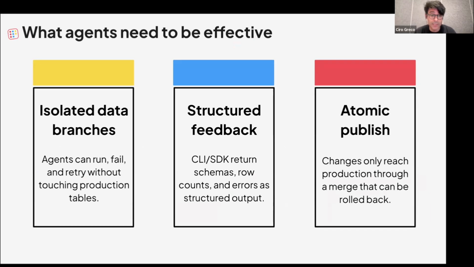The first one is isolated data branches. When the agent tries to fix something, it is going to change your data. So we want to make sure that the agent is isolated so that anything the agent does on your data does not impact the tables that other downstream consumers are reading from.